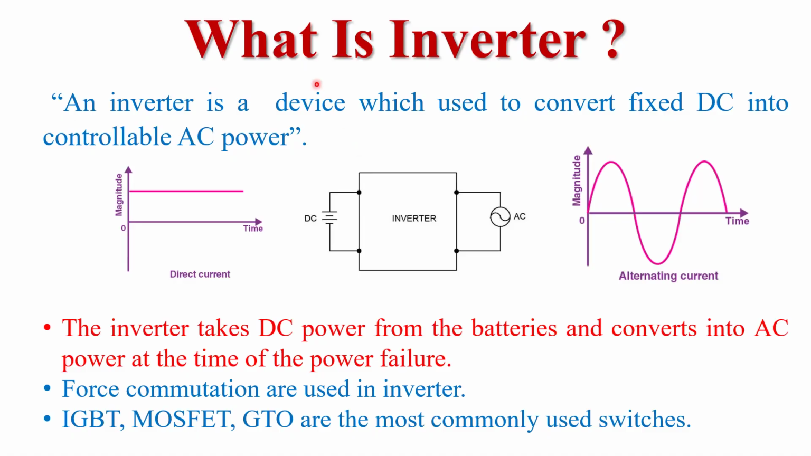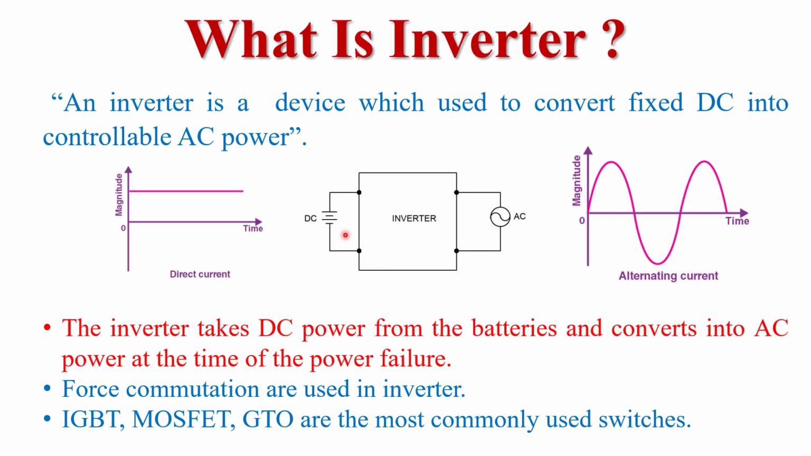Before I discuss the comparison between VSI and CSI, first we should know what we mean by inverter. An inverter is basically an electrical device which is used to convert fixed DC power into controllable AC power. Or we can say that an inverter is basically a DC to AC converter. So this is an inverter. The input of the inverter is DC power and the output is AC power.